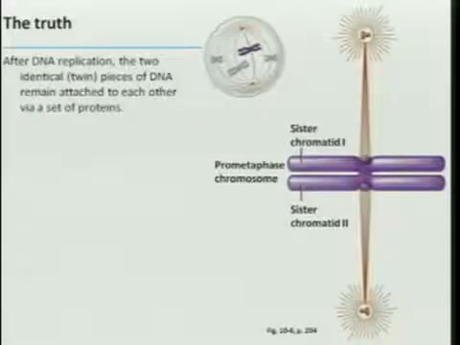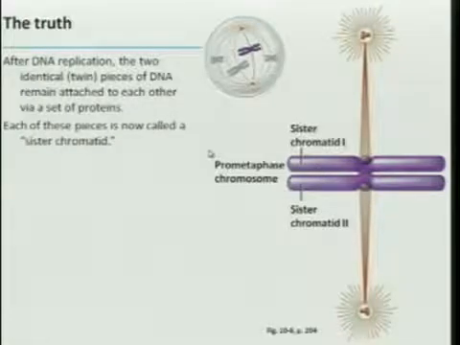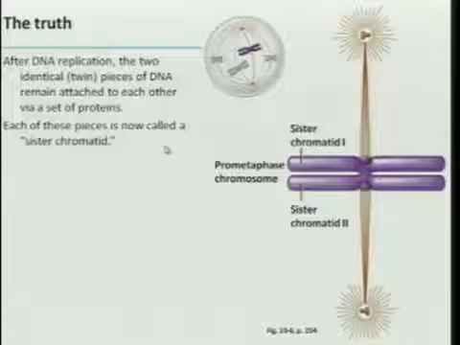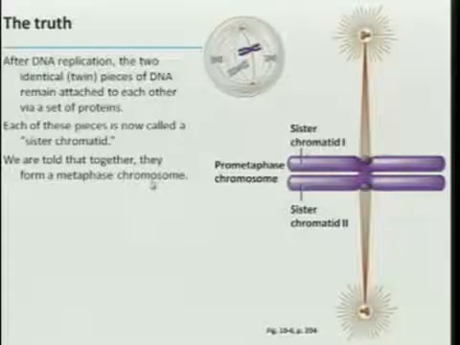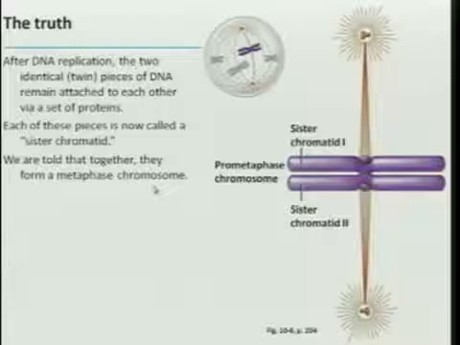After DNA replication, two identical twin pieces of DNA remained attached to each other via a set of proteins. This is the biological truth. Each of these pieces is now called a sister chromatid. So we are told that together they form a metaphase chromosome.